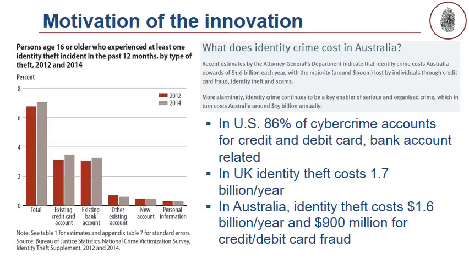Because of this large volume of cyber crimes happening, a large amount of money is lost for organizations. For instance, in the UK, 86% of the crimes is related to credit card and debit card accounts, and $1.7 billion is lost every year. And according to the Australian Federal Police, in Australia, identity theft costs 1.6 billion, out of which 900 million is specifically for credit and debit card frauds.